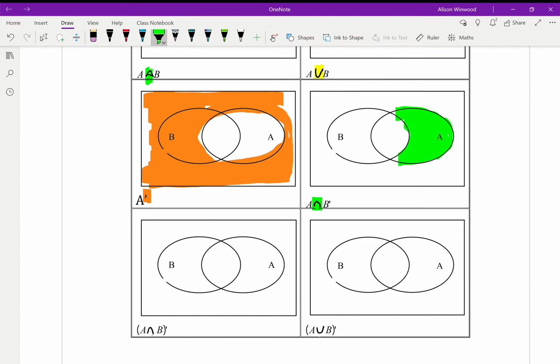If we have something in brackets, then we deal with what's inside the brackets first and then apply the dash. So inside the brackets I've got A intersect B, which we know is the overlap, and then we've got a dash. So it's everything apart from that overlap. So I want that overlap to stay white, while at the same time I colour in the rest of the diagram.